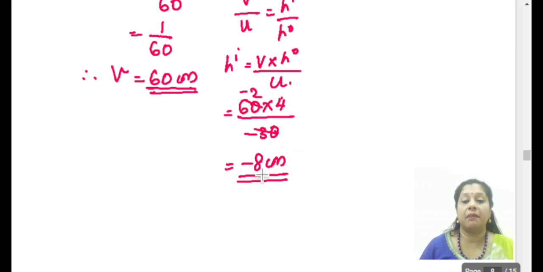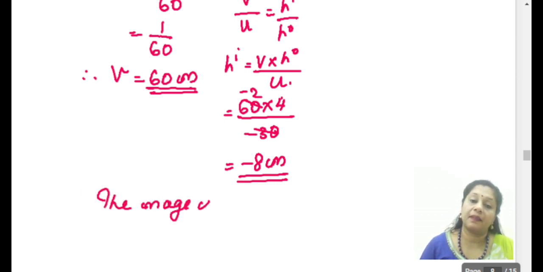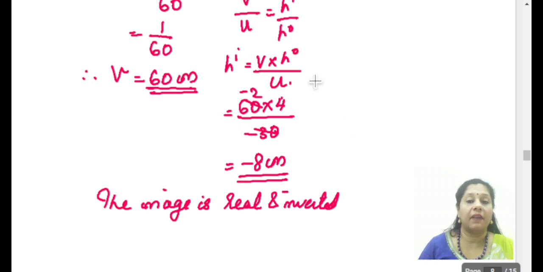What is the nature of the image? Since it is minus, the image is real and inverted. And also we can find that it is double the size of the object. Object was only 4 centimeter, here it is 8 centimeter.